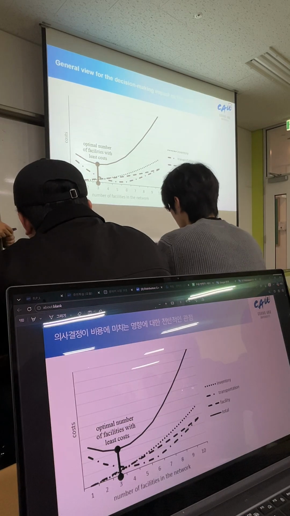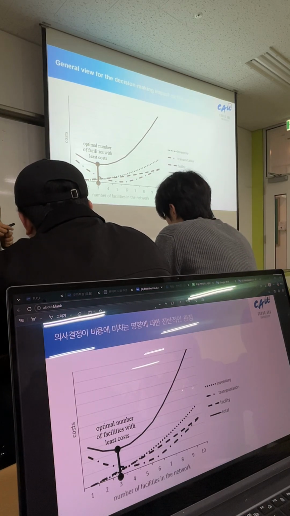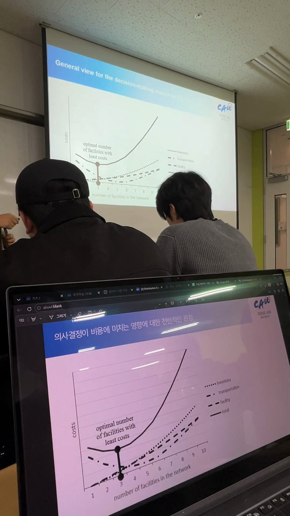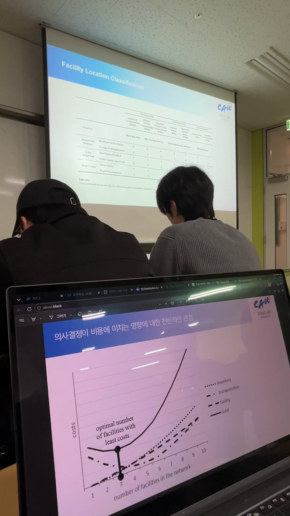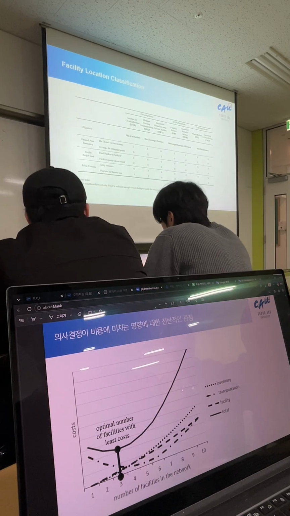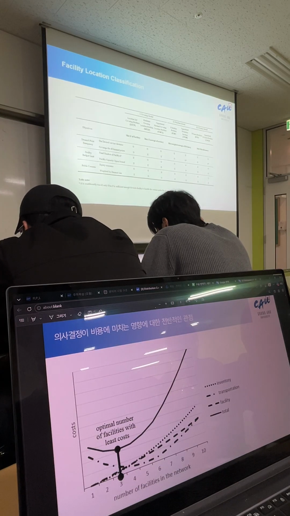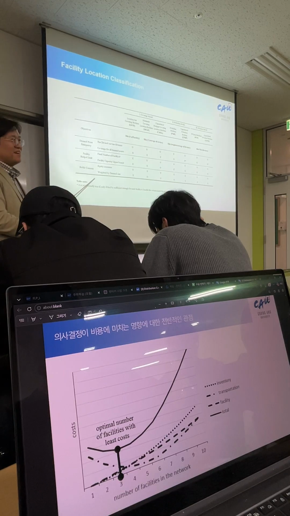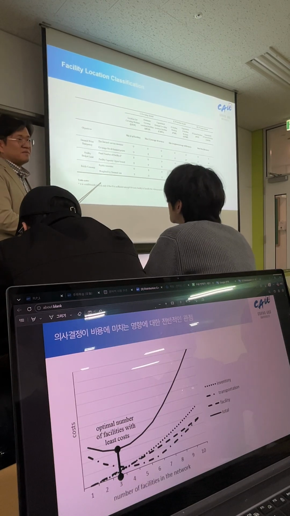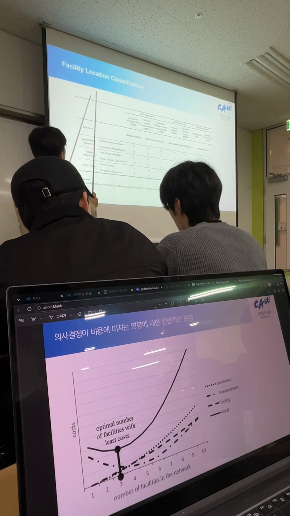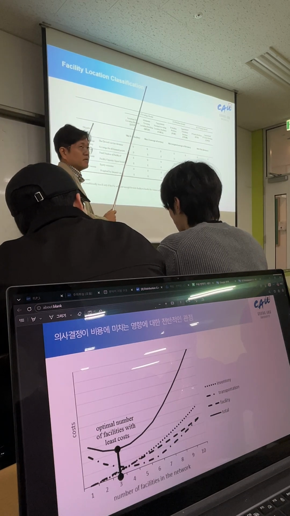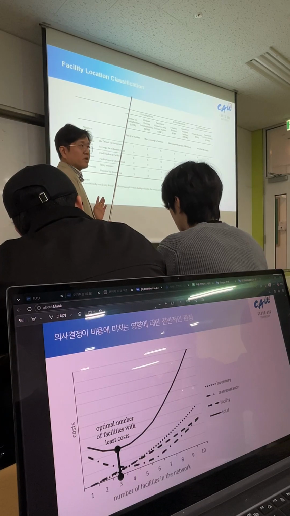Okay? So that is just a conceptual optimization. So this is not enough. Okay? We are not sitting here to just understand this graph. So we need to think about much more detailed factors. This is the only table that I want to explain and make you understand in today's session. So there is a classification of the FLP.